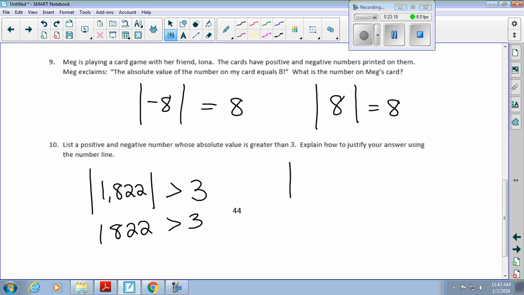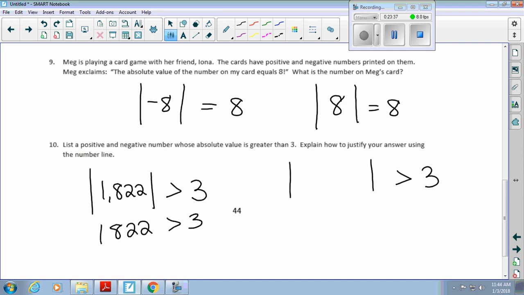Now I need someone else, hopefully not being that kid. I'm just picking on you, Riley. All right, what other number that's negative? I'm hesitant right now. Joey. He's got this grin. He's up to no good. What are you going to pick, Joey?